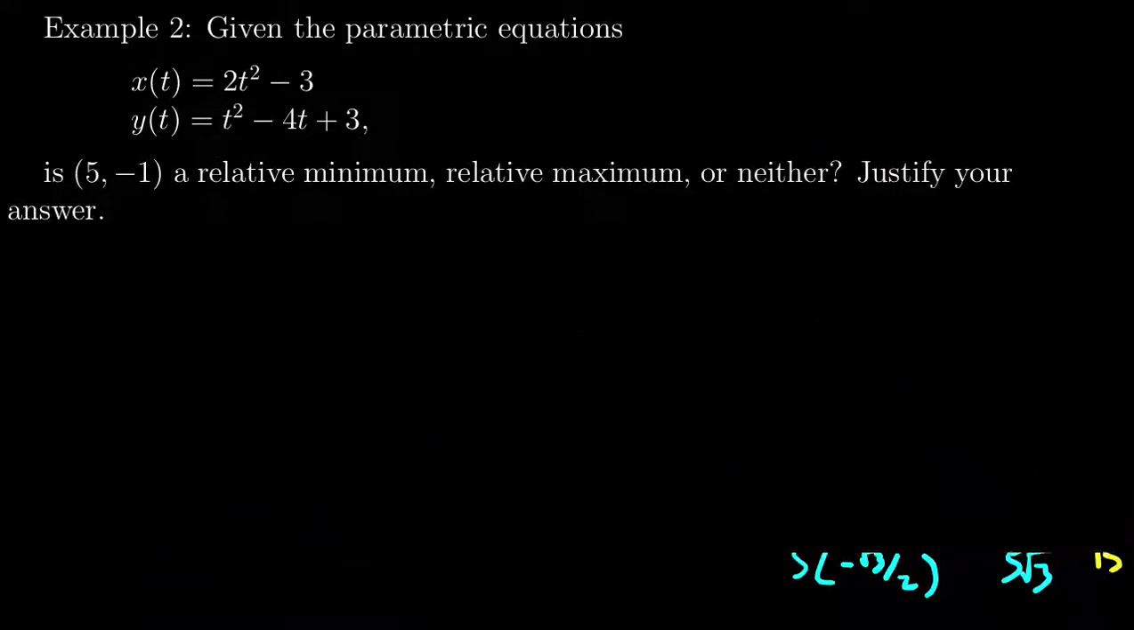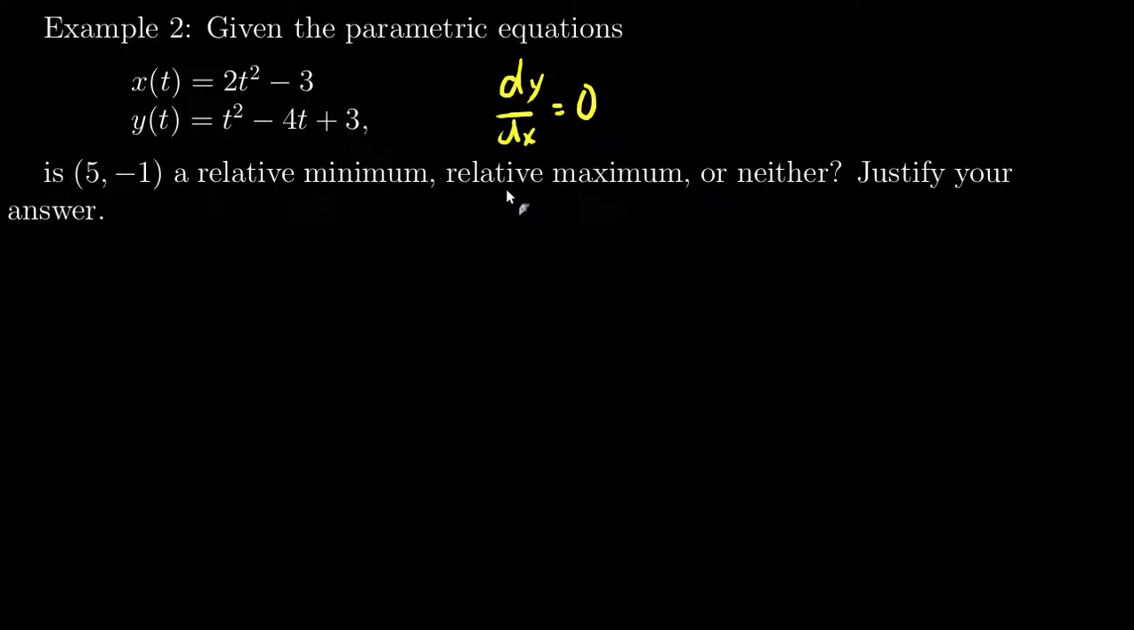Next example. Given the parametric equations x of t equals 2t squared minus 3 and y of t equals t squared minus 4t plus 3, is (5, negative 1) a relative minimum, relative maximum, or neither, and justify your answer. In order to be a relative minimum or relative maximum, we need to see that dy/dx must equal 0, or it could be undefined, okay? I need a critical point, though.